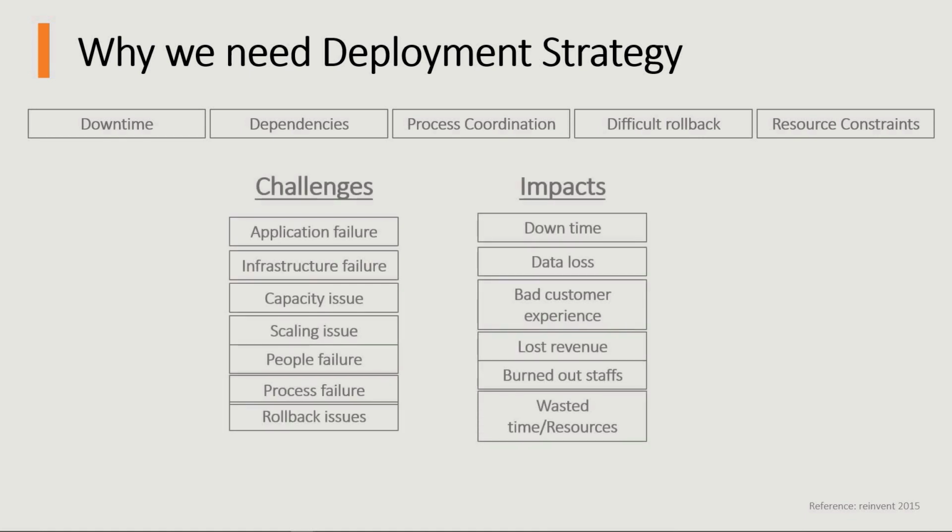The challenges we used to face during our deployment are application failure, infrastructure failure, capacity issues, scaling issues, people failure, process failure, and rollback issues. All these are challenges, and the business gets impacted by downtime, data loss, bad customer experience, lost revenue, burned out staff, and wasted time and resources. So to mitigate all these risks, overcome these challenges, and reduce the business impact, we adopt a strategy for our deployment. And when we are using AWS, it is much easier and more flexible.